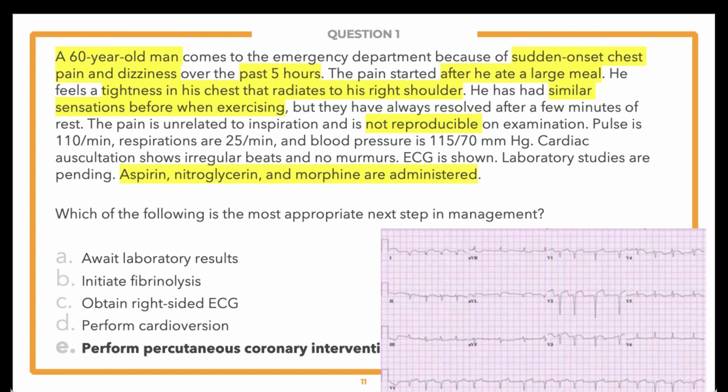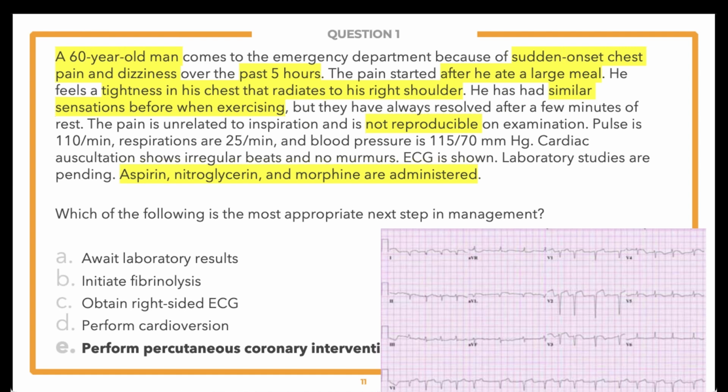Same with V3. And remember, contiguous leads, right? You have to think back to your step 1 and think about the areas of the heart and which vessels get affected. You have to know your V1, V2, V3, V4 are all anterior leads. It's your anteroseptal leads. Those are all elevated with reciprocal changes on the inferior leads, all pointing towards some kind of MI going on.